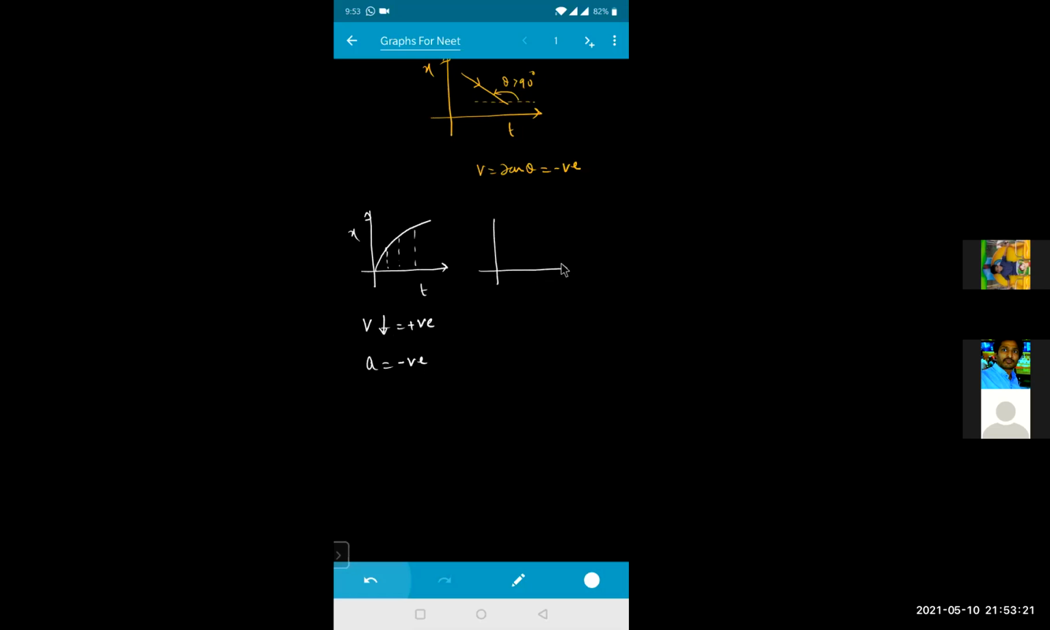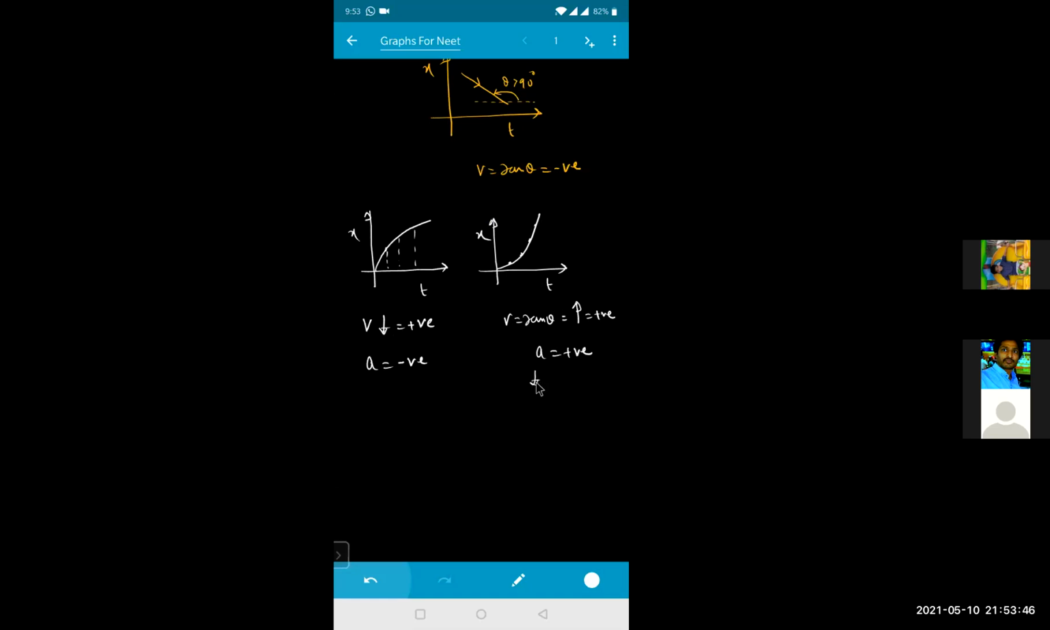The same way, if the particle is moving like this, this is also your x versus t graph, and this graph is a parabola in the upward direction. So if I'm going from this position to this position to this position, then V is equal to what, beta? Tan theta. So tan theta is increasing. That means it will be positive, so acceleration will also be positive.